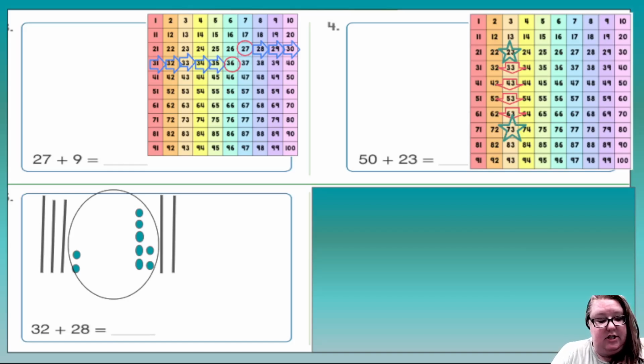Those are the strategies for addition of multi-digit numbers. I hope that you guys find this helpful.